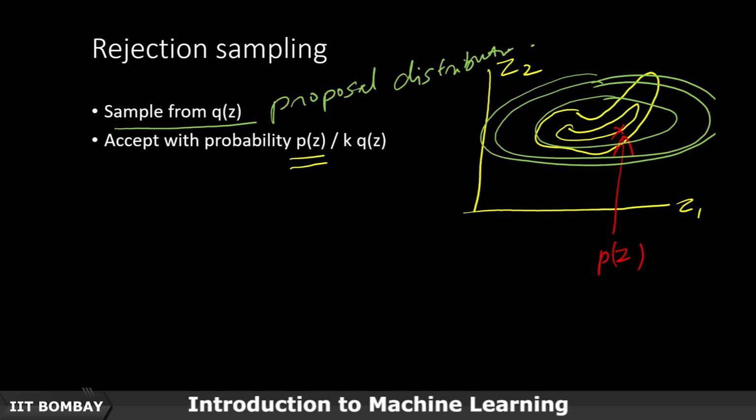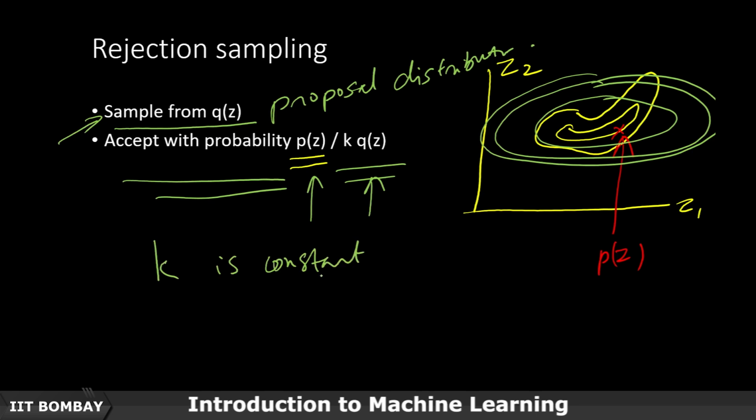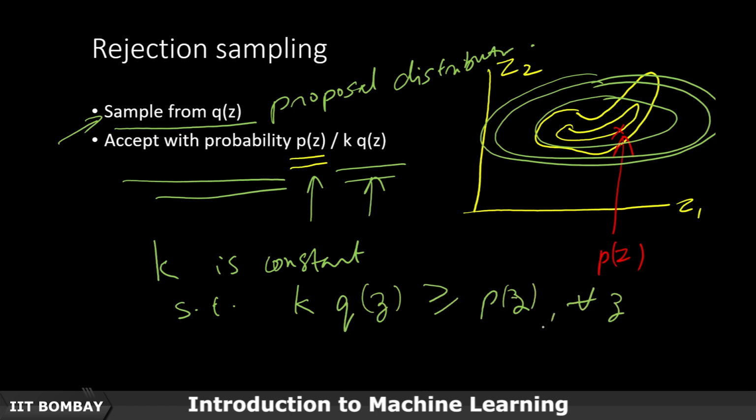So basically in rejection sampling, we will first generate a sample from q of z, and then we will accept it with probability P of z divided by k times q of z. So what is k? K is a constant such that k times q of z is greater than or equal to P of z for all z. So I have to find a particular k where k q of z will be greater than or equal to all P of z.